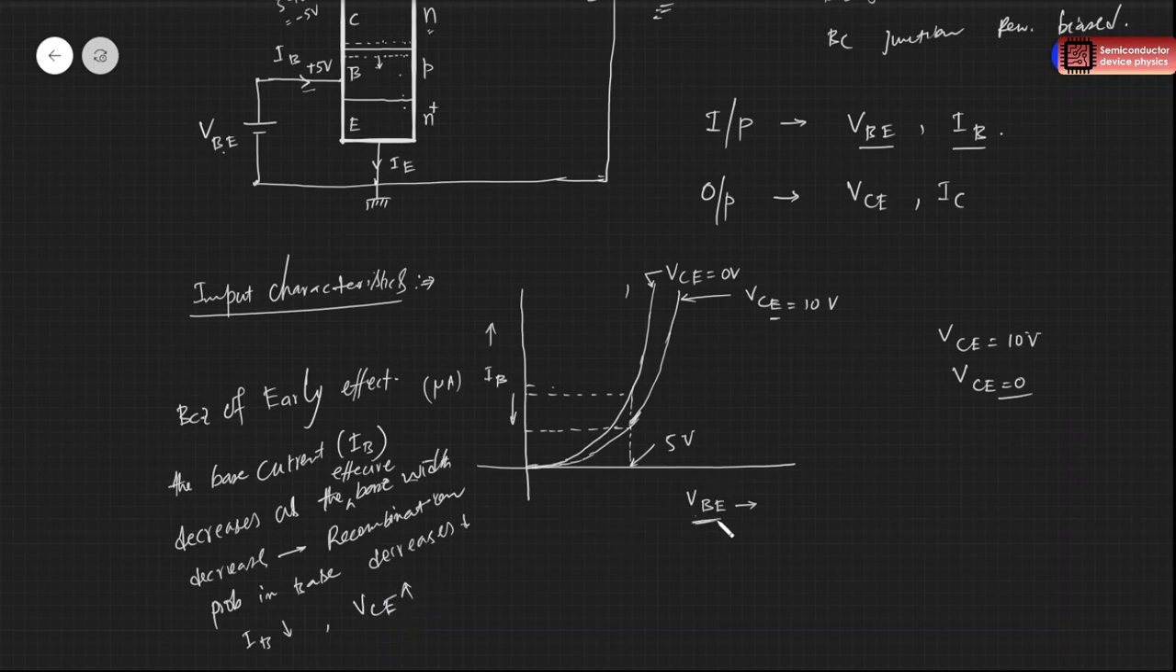And yes, as we increase VB, it's a forward bias diode characteristic, so that will follow, but effectively the curve will become more flatter as we increase the VCE. So the IB will reduce.